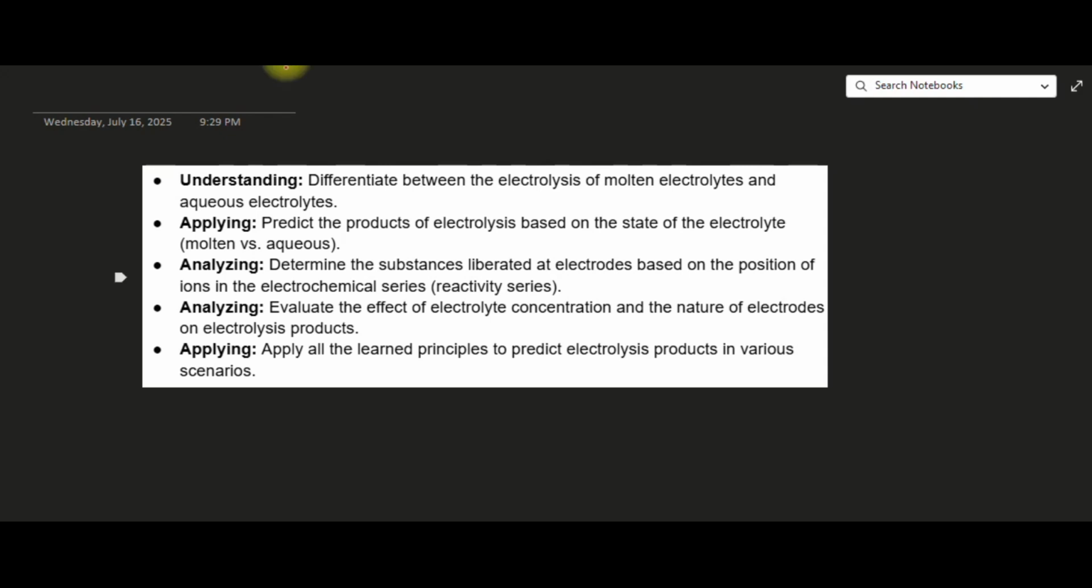You should be able to predict the products of electrolysis based on the state of the electrolyte, either molten or aqueous. You should be able to determine the substances liberated at electrodes based on the position of ions in the electrochemical series, also known as reactivity series, and evaluate the effect of electrolyte concentration and the nature of electrodes on electrolysis products. And finally, to apply all the learned principles to predict electrolysis products in various scenarios. So let's get started.